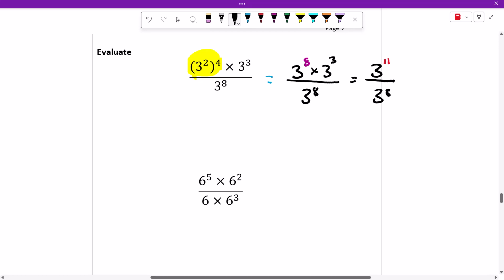Now the top's a single power, the bottom's a single power. We can combine these two together, which is 3 and 3, like that. 3 exponent 3. When you subtract, now evaluate means tell me what the answer is.